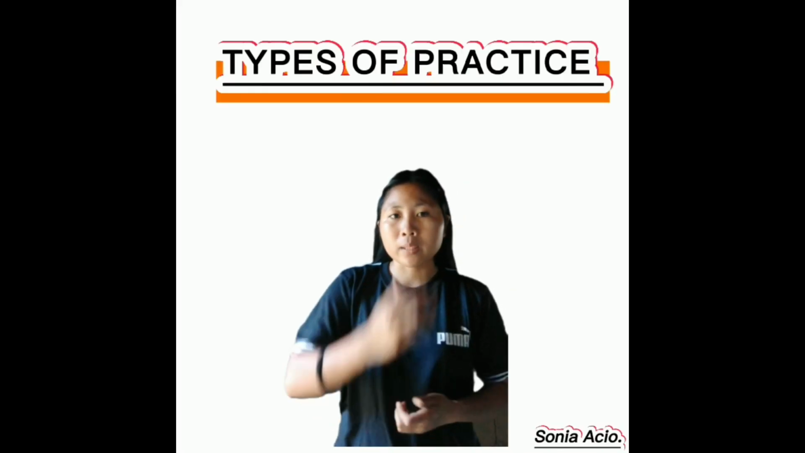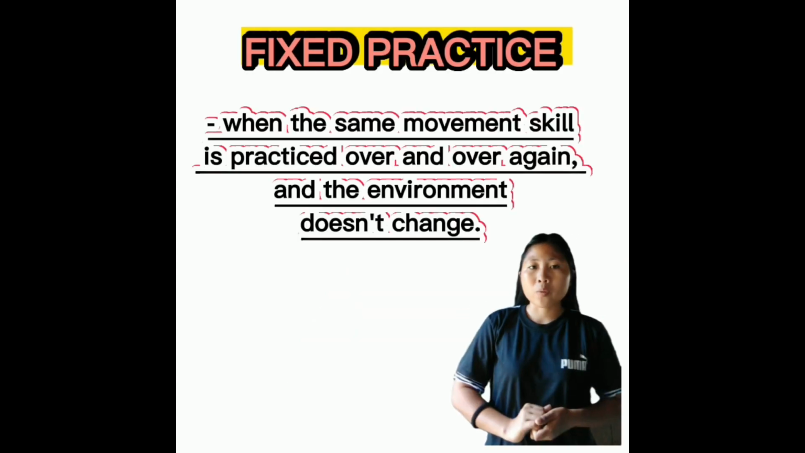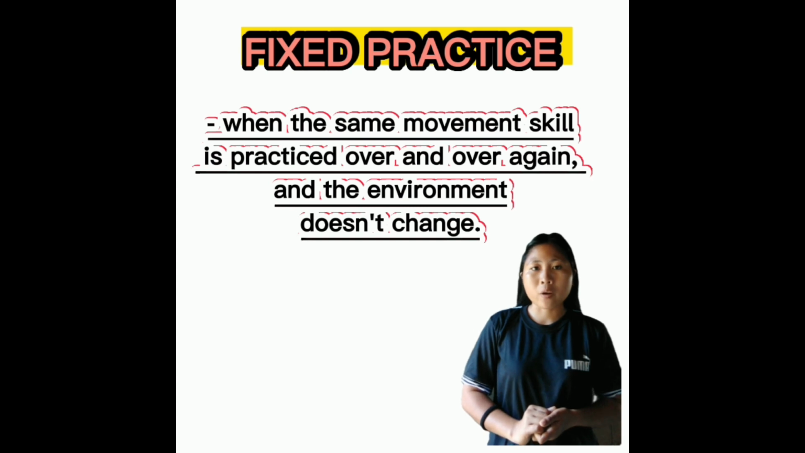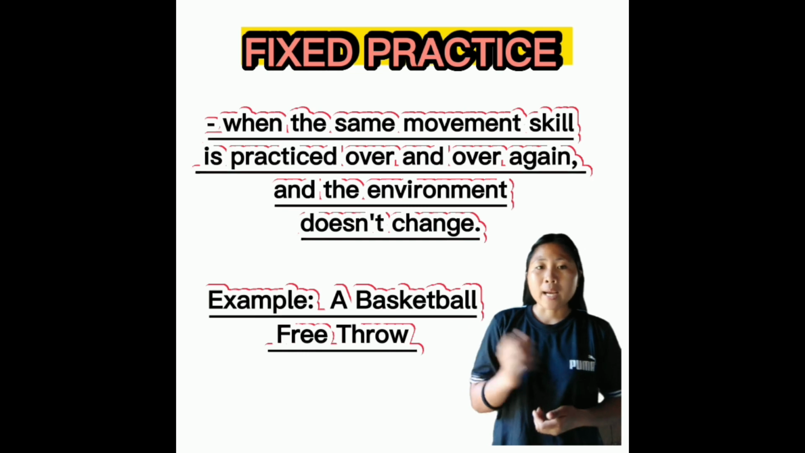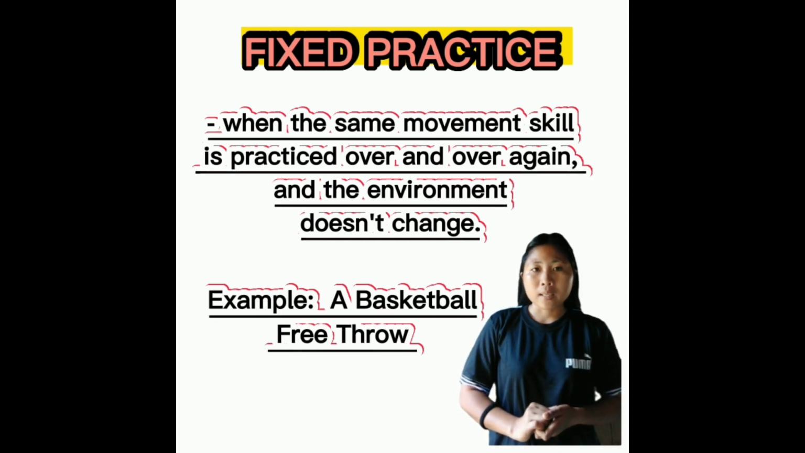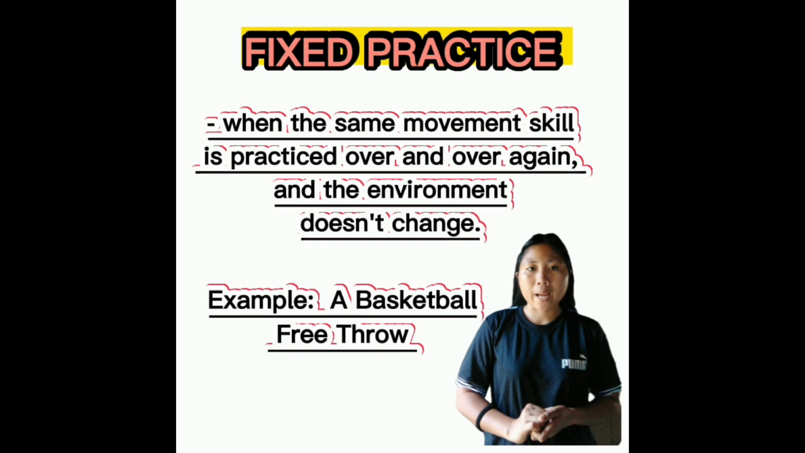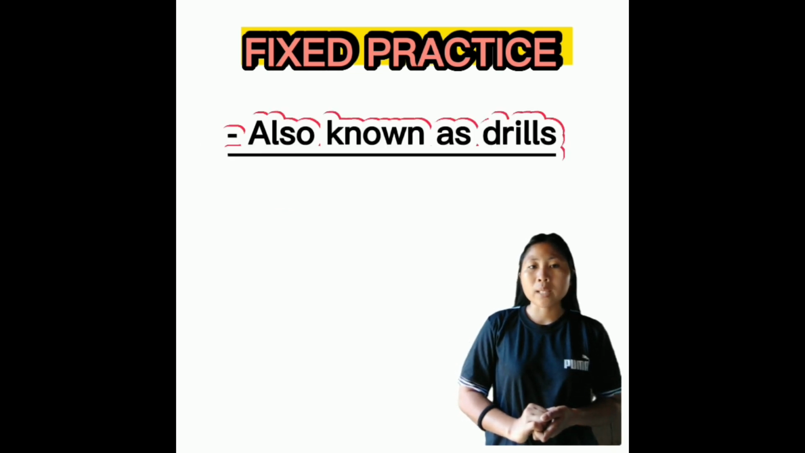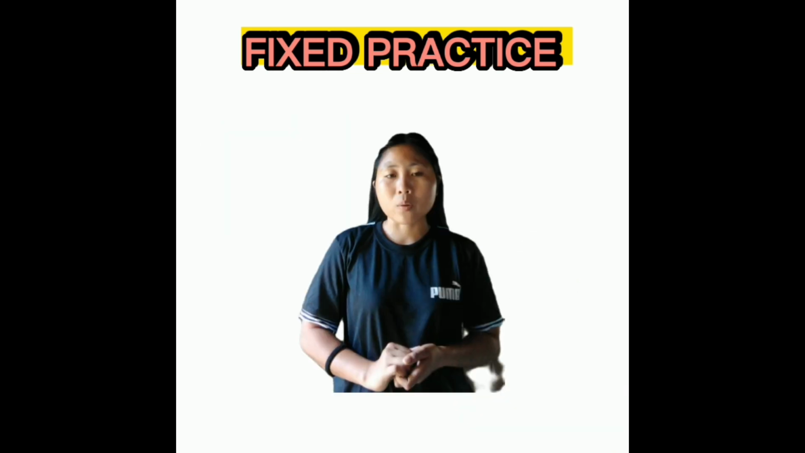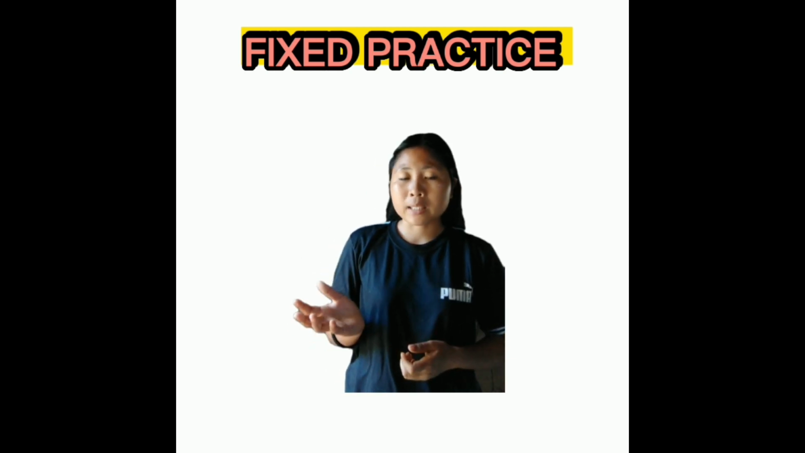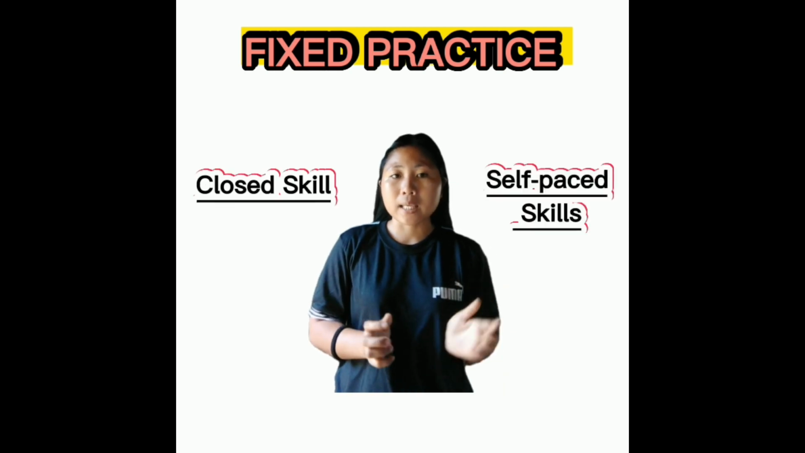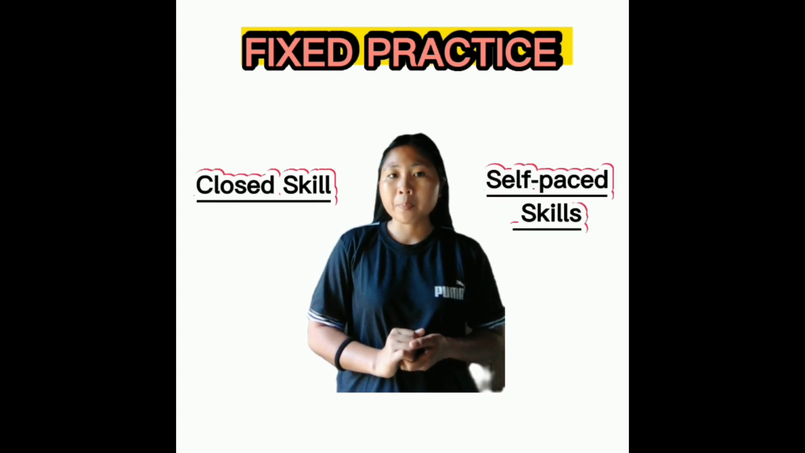So we will now move on to the types of practice. First one is the fixed practice. Fixed practice is when the same movement skill is practiced over and over again and the environment doesn't change. For example, a basketball free throw, as the player chooses when to take the shot, is always in the same situation each time. It is sometimes also known as drills and involves repeatedly practicing a whole skill in order to strengthen the motor program. This type of practice is good for closed skills and self-paced skills, as here the environment has no impact and the performer chooses when to perform the skill.